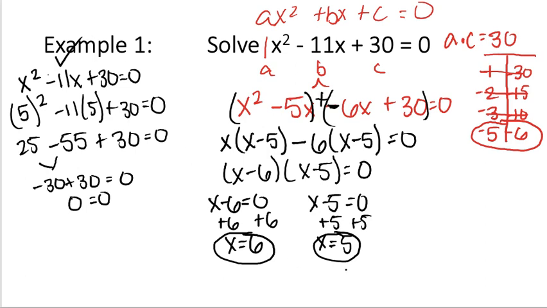What that tells me is that 5 is a number that I can plug in for x to make it equal to 0. 6 is the other number that I could have plugged in for x to make it equal to 0. So those are my solutions.